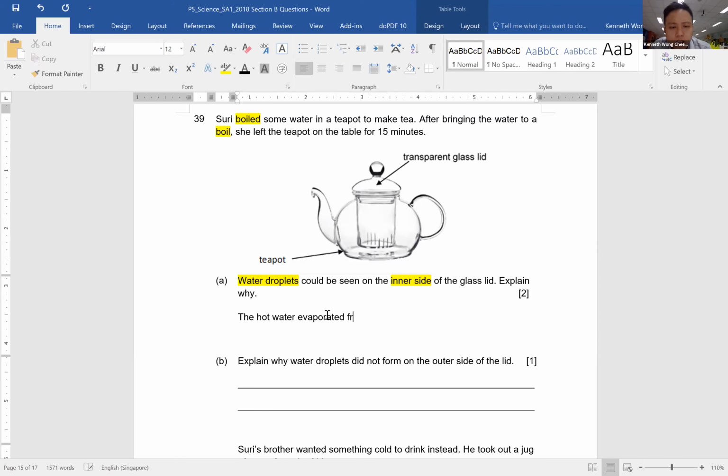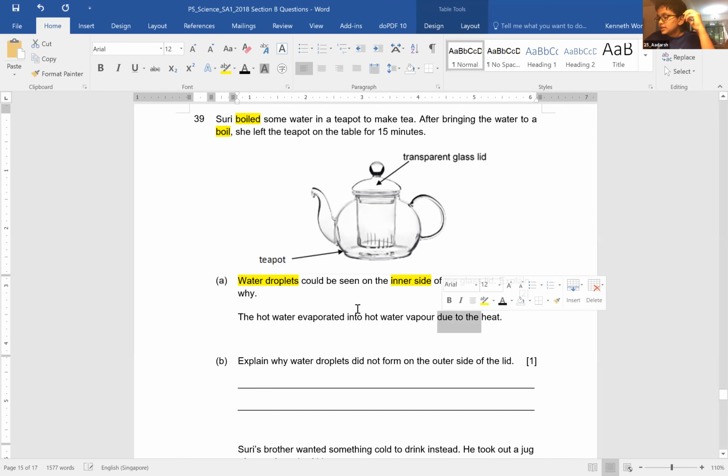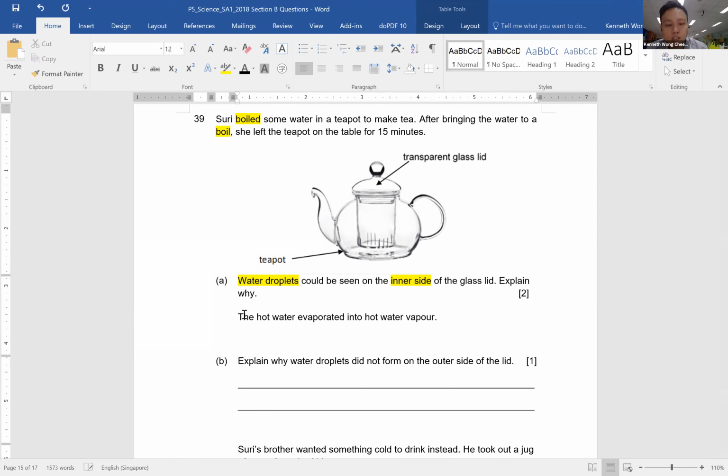The hot water evaporated into hot water vapor, right? Due to the heat. That is fine. Thus, the water vapor condensed on a cooler surface, which was the glass lid. Okay, so this is okay. Thank you, Adash. I didn't really ask for the whole thing, but okay, never mind, it's fine.